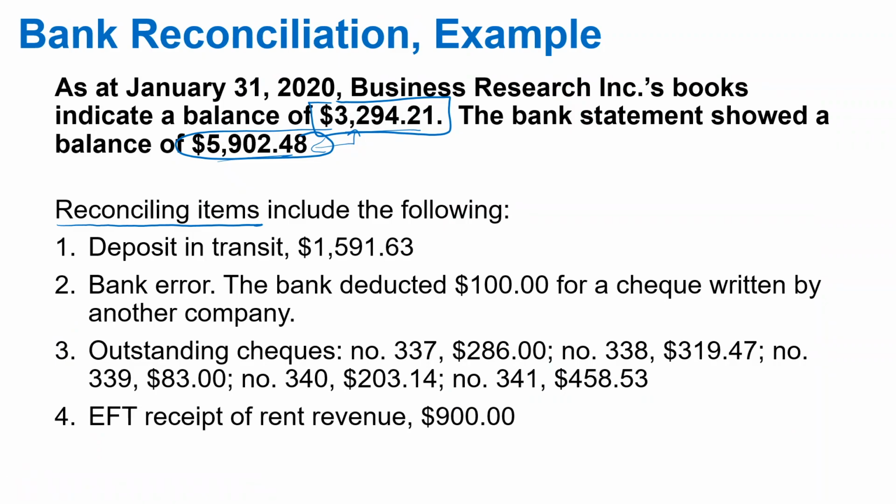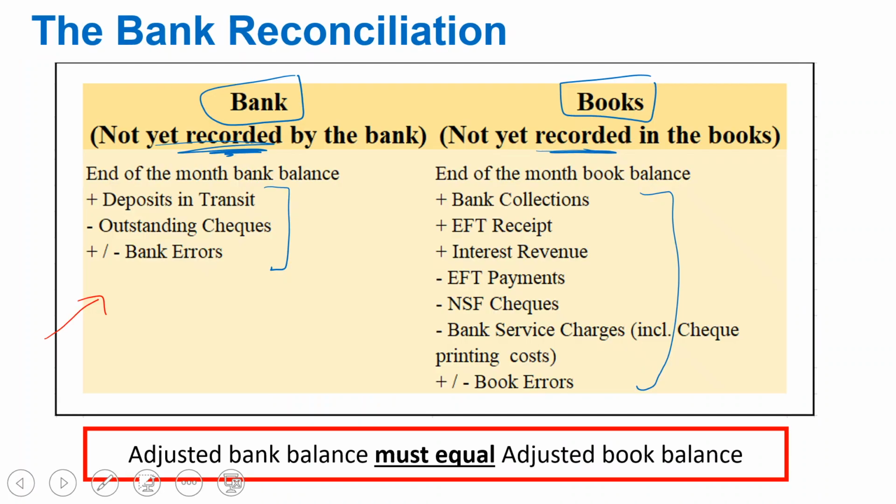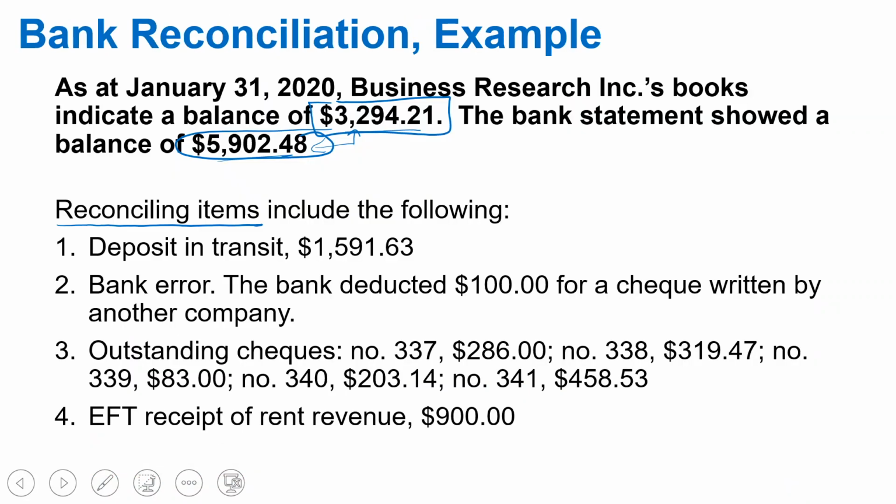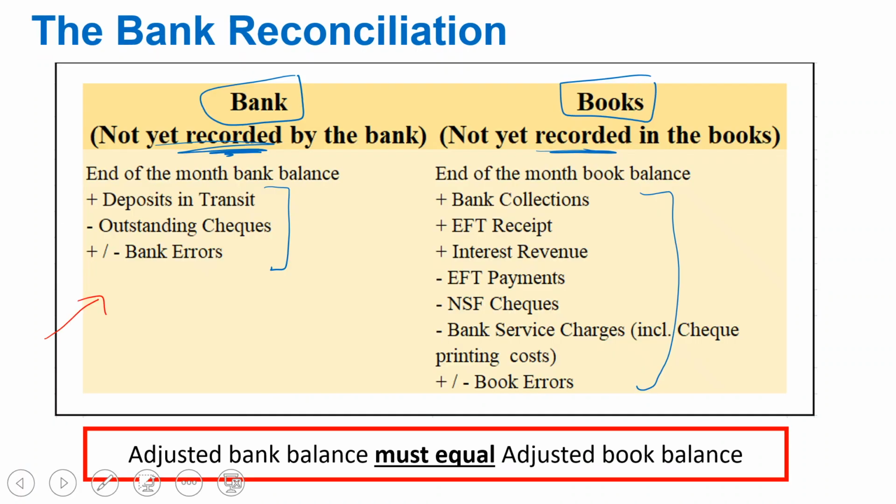Okay, so our first item is a deposit in transit. So for now, we can look back to this slide, but you need to know these items and know where they'll fit. So a deposit in transit, remember that's where the amount has been received by the company and recorded in their records, but it hasn't been taken to the bank yet. Therefore, we need to book it on the side where it's not yet recorded. So if it's not yet recorded by the bank, we have it as a reconciling item on the bank portion of the bank rec.